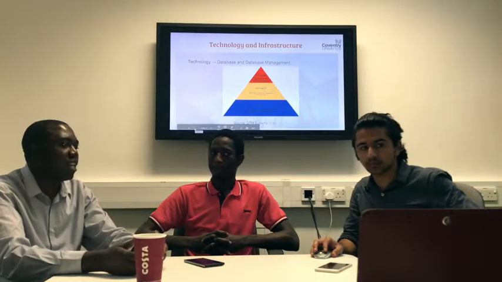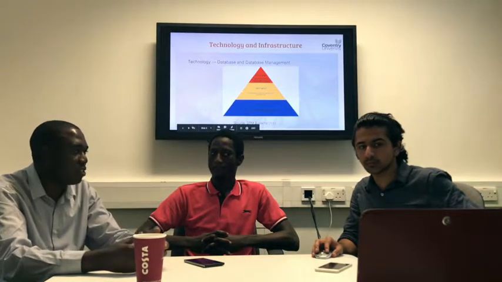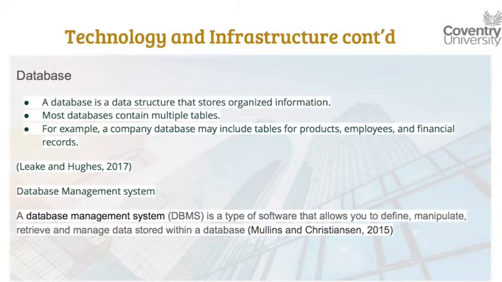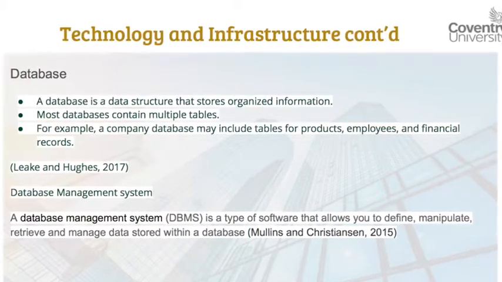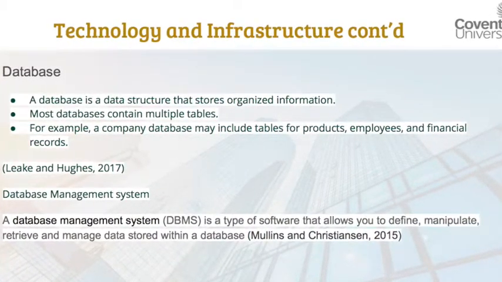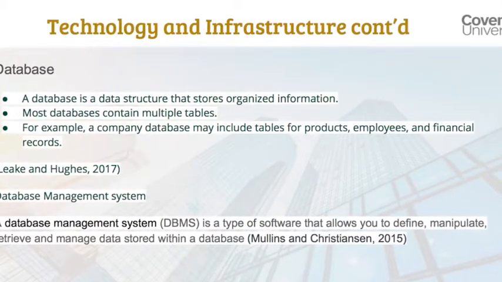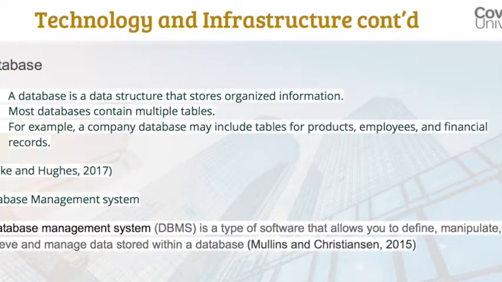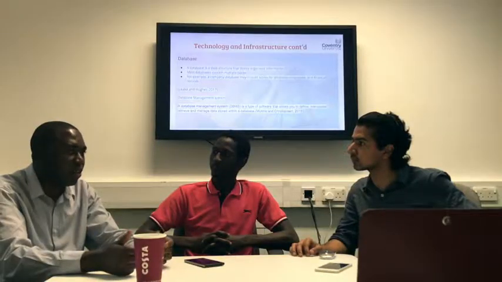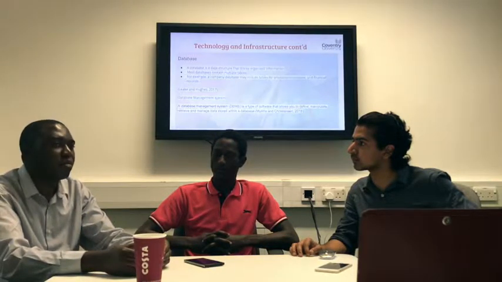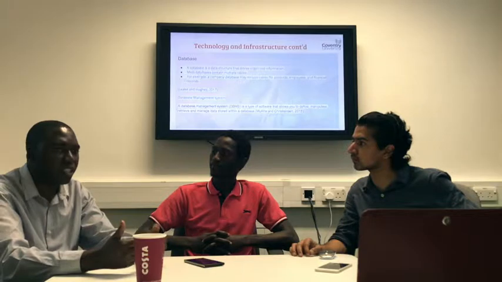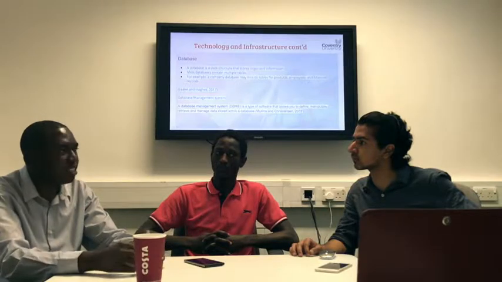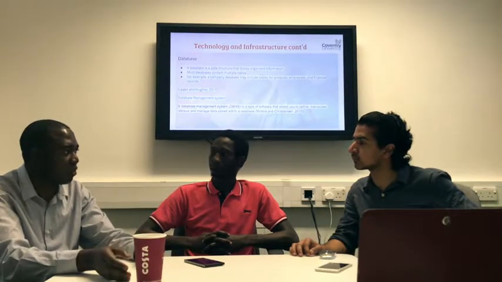So what is database? Database is a data structure that stores organized information. Within database, there are several tables, and within tables, there are several fields. So a company or an organization is expected to have several databases. For example, they will have databases for products, for employees, financial records, and suppliers. Now let me talk about the database management system. It's a type of software that allows you to define, manipulate, manage, and retrieve data stored within the database. It sits between the end user and the database.